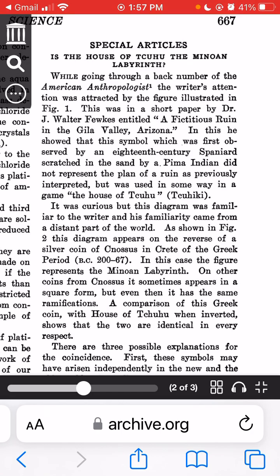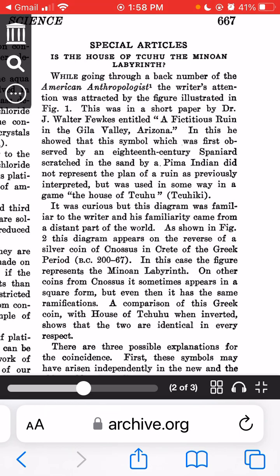Special articles. Is the house of Tcuhu the Minoan Labyrinth? While going through a back number of the American Anthropologist, the writer's attention was attracted by the figure illustrated in Figure 1. This was in a short paper by Dr. J. Walter Fuchs entitled A Fictitious Ruin in the Gila Valley, Arizona.